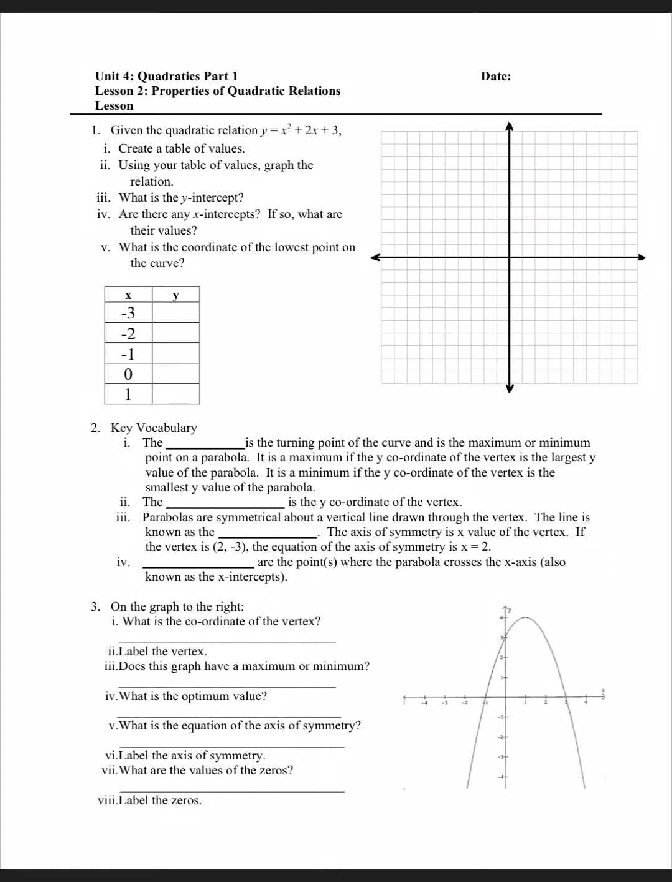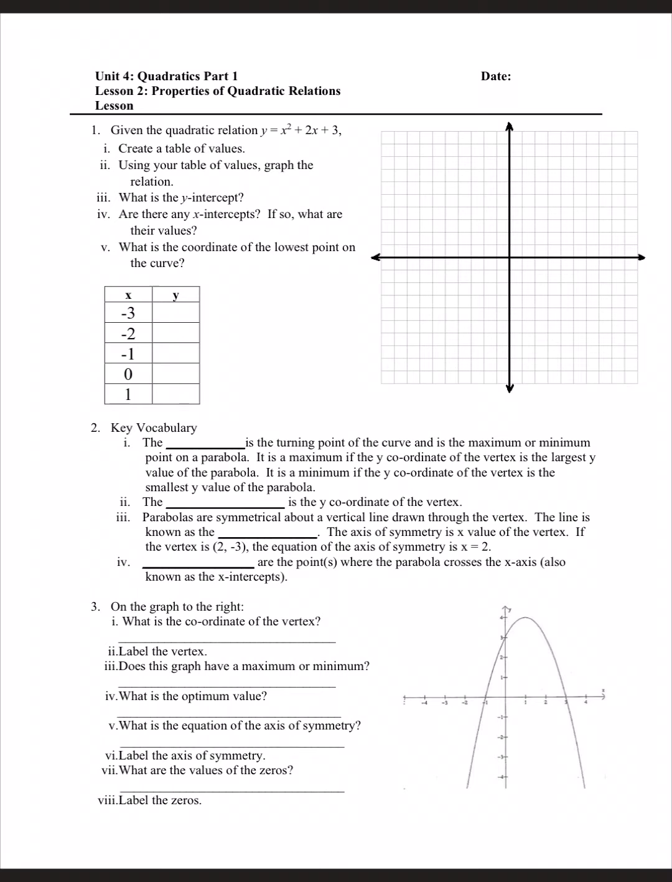Good morning, everyone. Today we're looking at Unit 4, Lesson 2, Properties of Quadratic Relations. So in the previous day, we learned what a quadratic relation was, and we also talked about how we can identify a quadratic relation. We talked about their second differences being constant, the degree of the equation being 2, and the shape being a parabola. So there's a parabolic curve when you graph it.